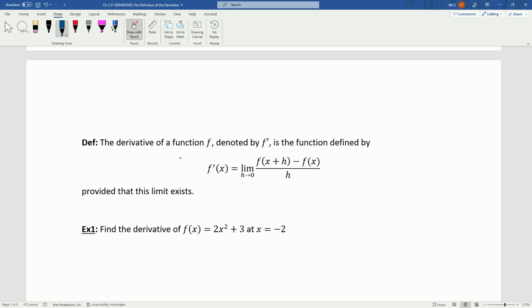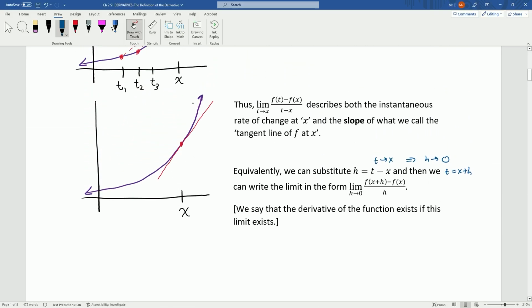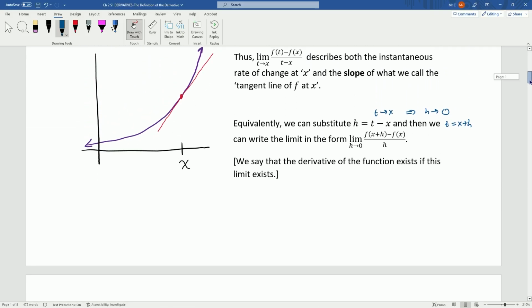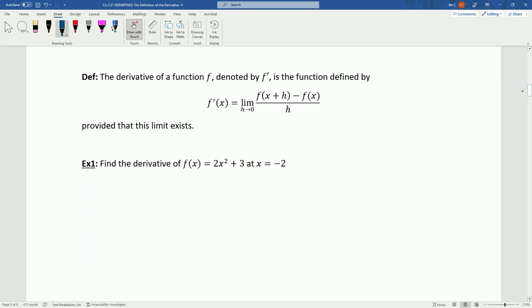So, to be clear, what is this derivative function? It's a function that tells me the slopes of the tangent lines at each point along the curve. All right, that's what this thing does. So we're going to go ahead and do an example of this by first finding the derivative of f of x equals 2x squared plus 3 at x equals negative 2.